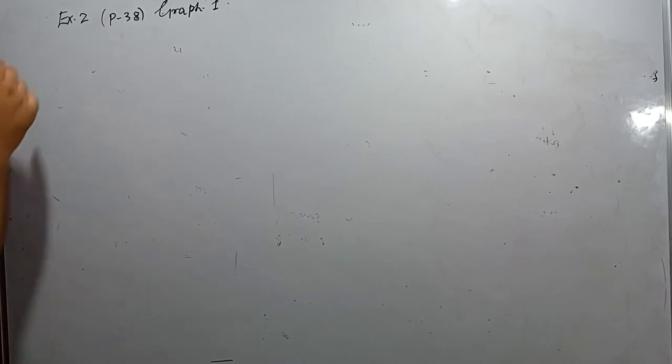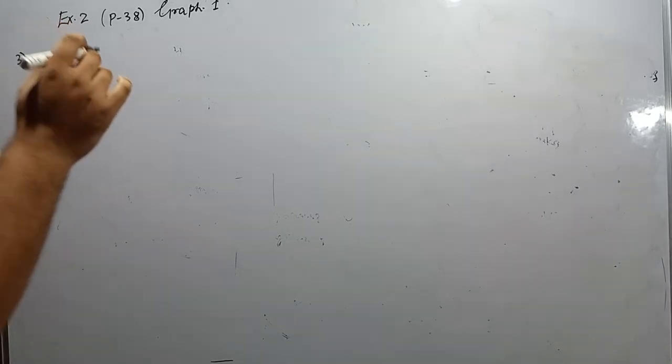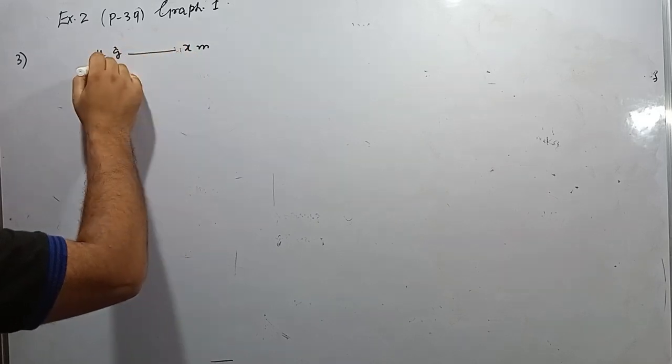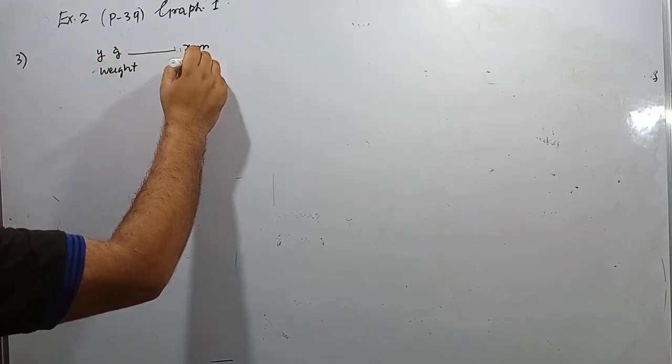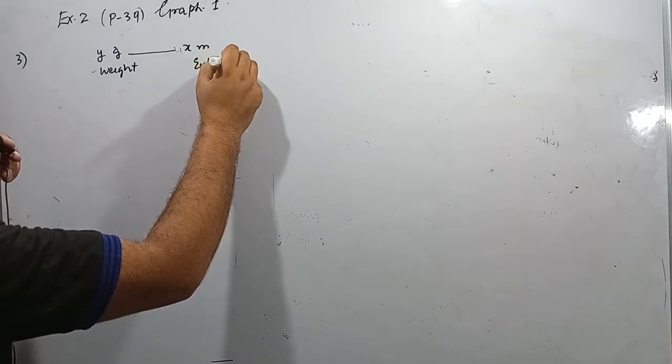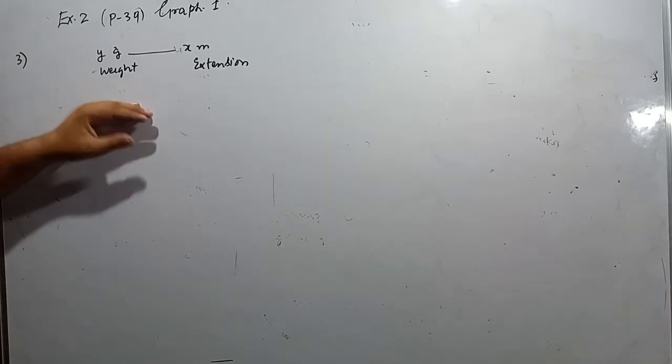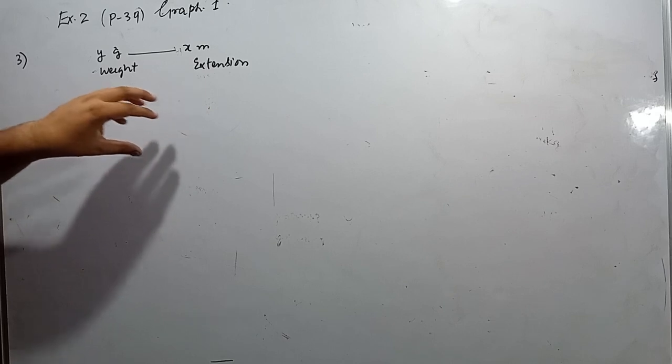Now see the question number 3. It's page number 39. In a physics lesson, Chantilly adds weights to a spring and carefully measures the extension. She finds that the weight y gram is related to the extension x centimeter by the formula. So here it is y gram and x centimeter. This is the weight and this is the extension. It is actually the spring. When we are putting the weight, more the weight and more is the extension. So what is happening here?